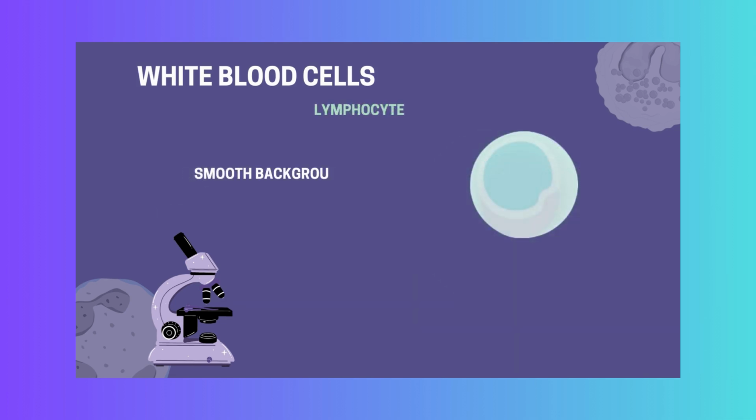Lymphocytes are small to medium-sized cells. They are an agranulocyte with a smooth background, no visible granules. The nucleus is very round and large, often occupying much of the cell.